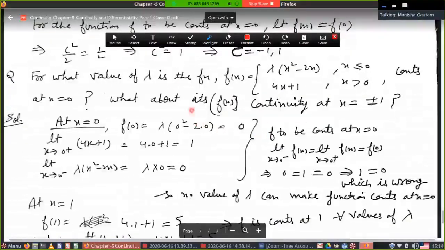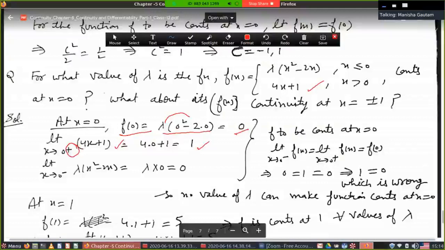At x equal to 0, this is the value, f of 0, that is equal to lambda into 0, that is equal to 0. When you are taking the right hand limit, positive sign, then you have to take this function. y will be 4x plus 1. Yes, 4x plus 1. Then put the value 0 here. 4 into 0 plus 1, you are getting 1. Then the right hand limit will be equal to 1.